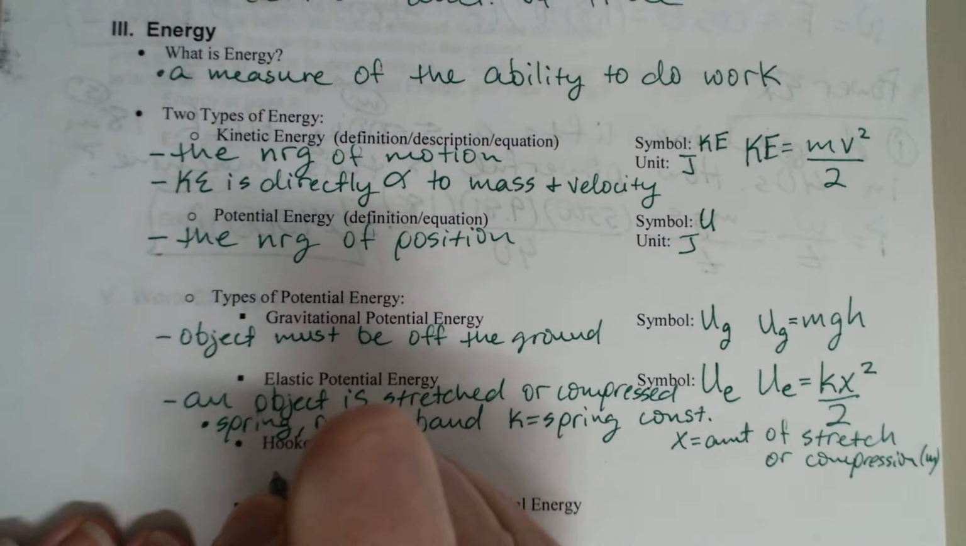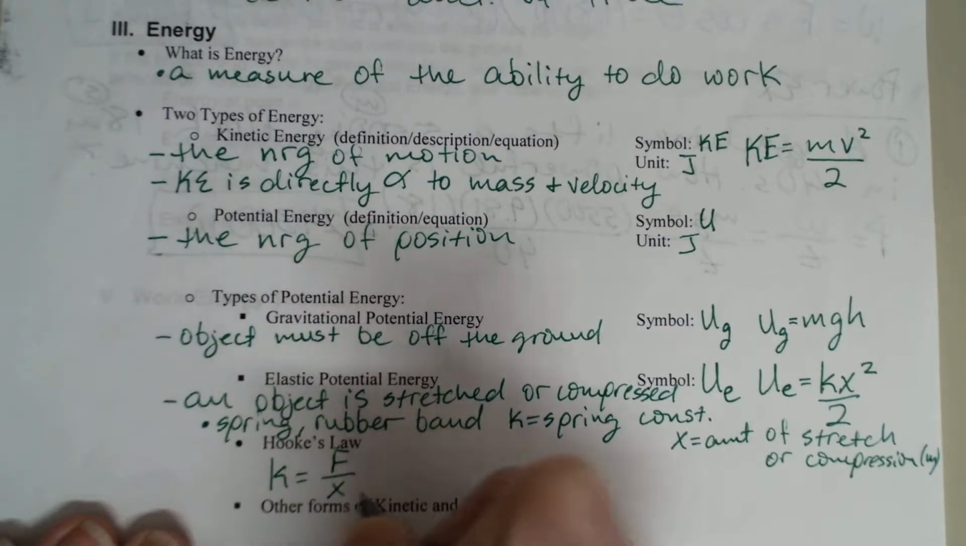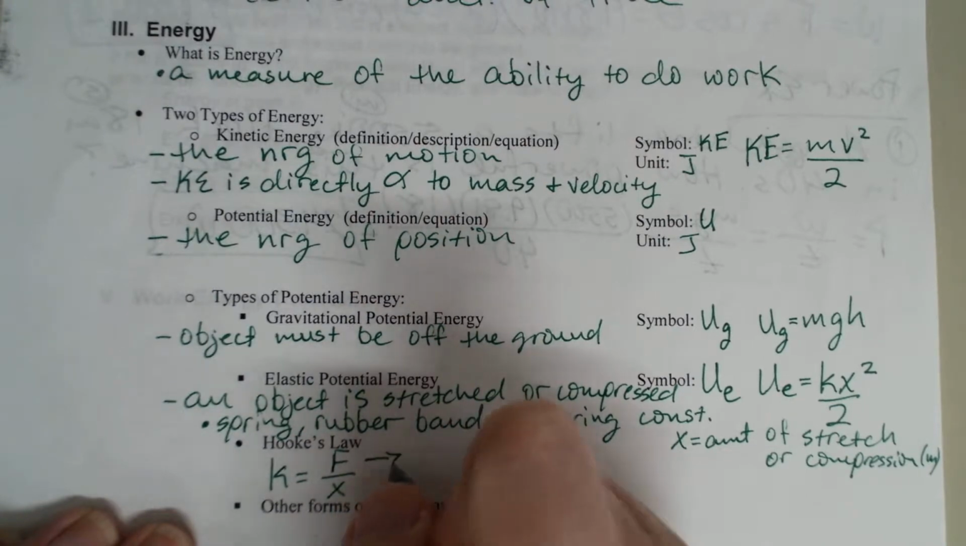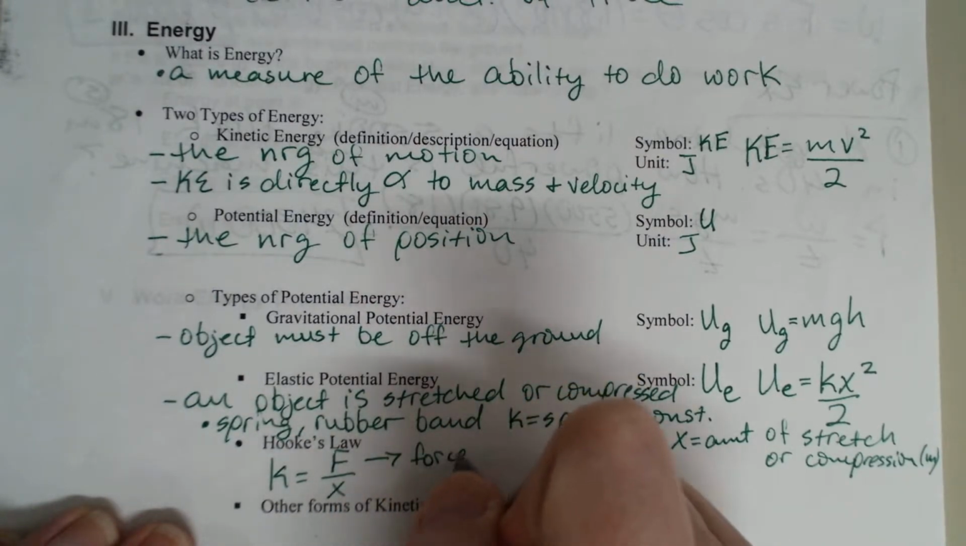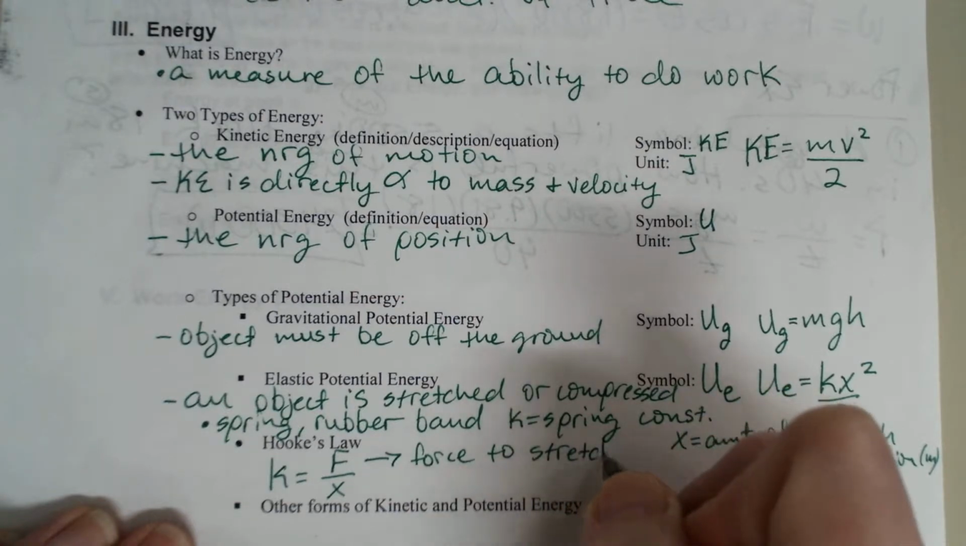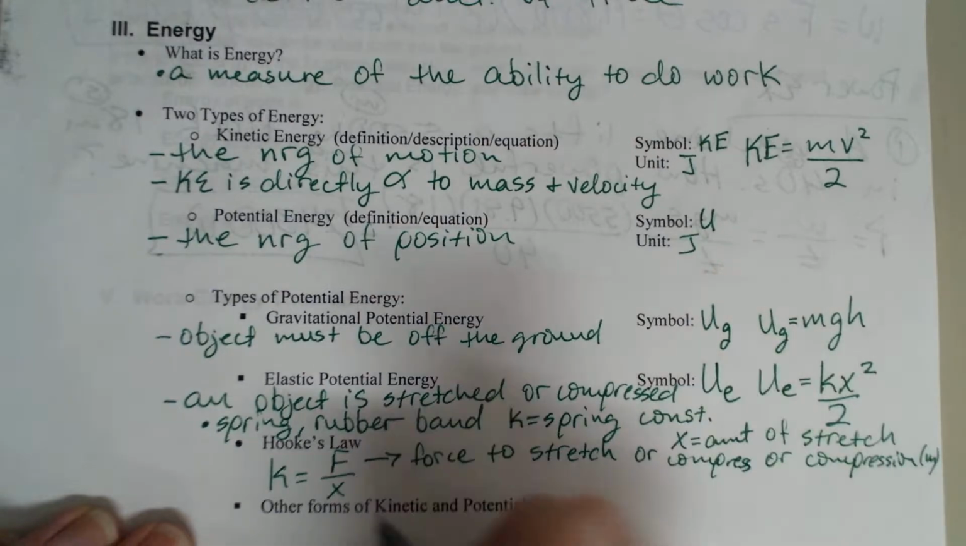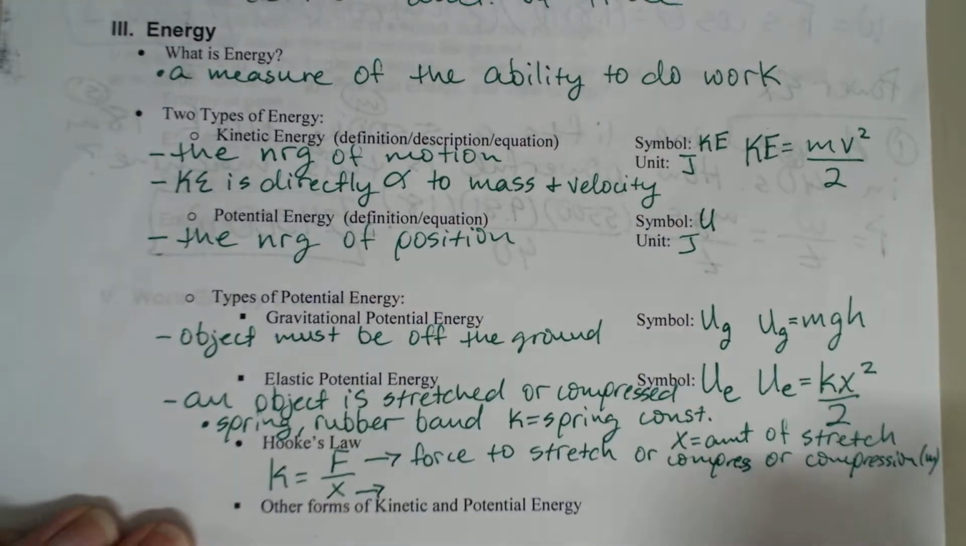So Hooke's law, k equals F over x, where F is the force to stretch or compress, and x is the amount of stretch or compression.